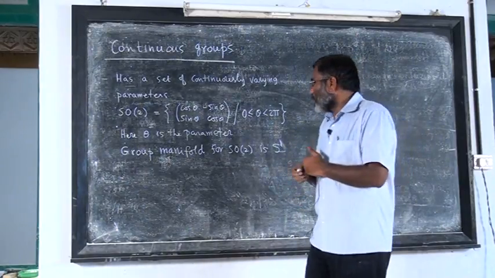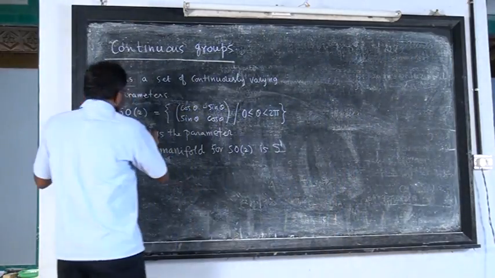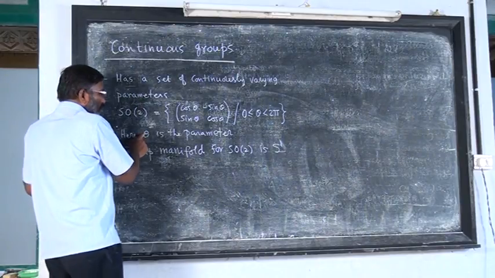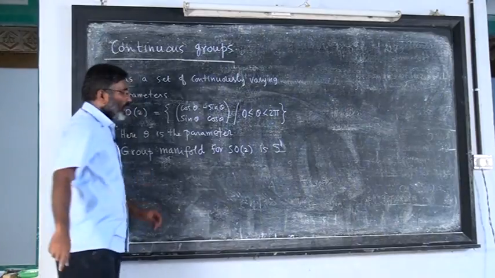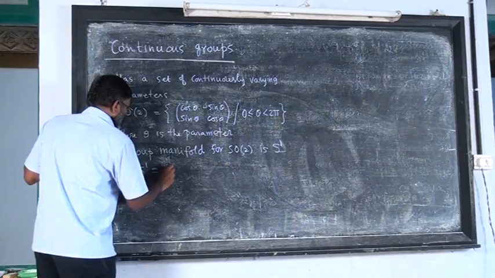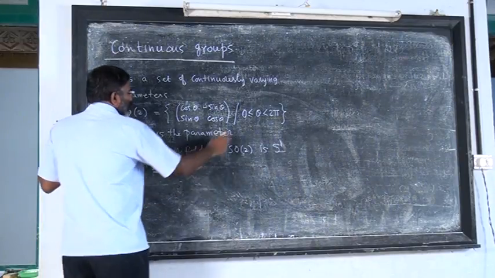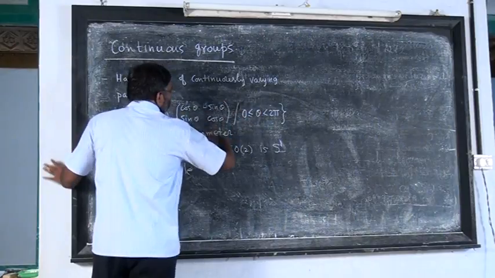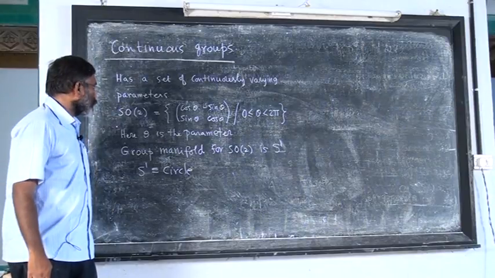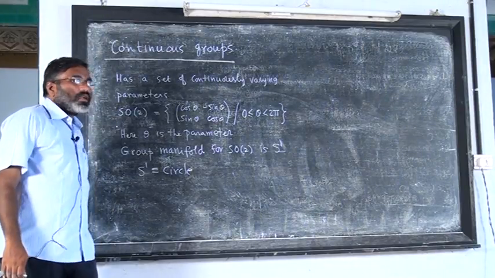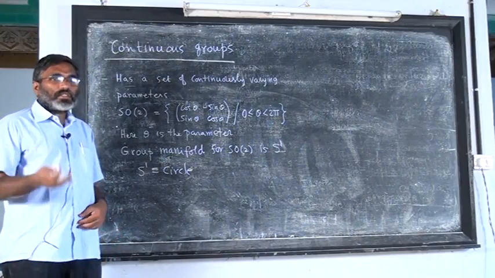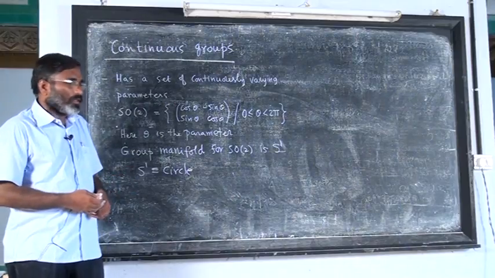So the space on which theta varies is called the group manifold, and that is S1 for SO2. S1 is a circle. So theta goes from 0 to 2 pi. That means it will be on the circumference of a circle. And similarly, other groups will have their respective parameters. So there is a continuous variation of parameters that give rise to different group elements.